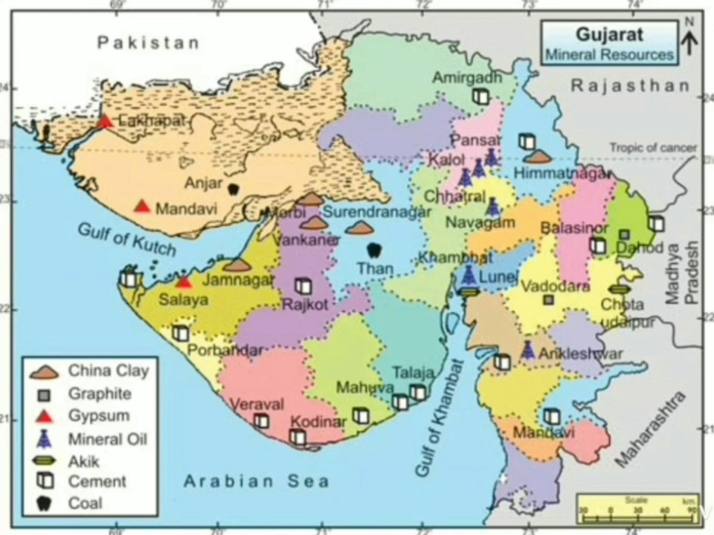Students, let's take one more example to understand how to find conventional signs in a map. Let's take graphite. Please observe the conventional sign of graphite and now try to find it in the map. Students, you will be able to find that conventional sign at Vadodara and Dahod. That means graphite is available at Dahod and Vadodara.